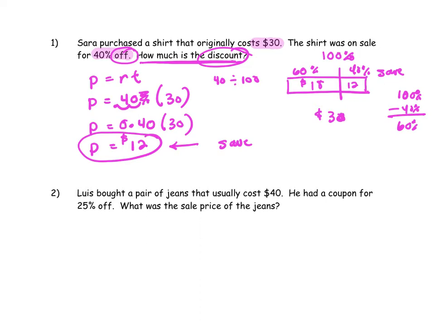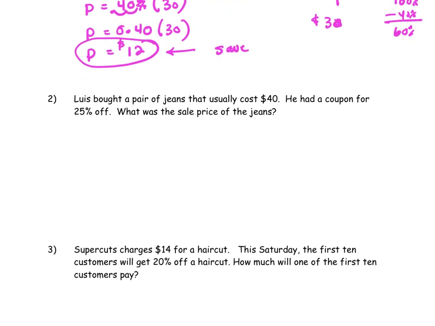So now let's look at the next situation. Louis bought a pair of jeans that usually cost $40. He had a coupon for 25% off. What is the sale price of the jeans? So let's look at the important information. The jeans usually cost $40. He had a coupon that is 25% off. And the question is, what is the sale price of the jeans?